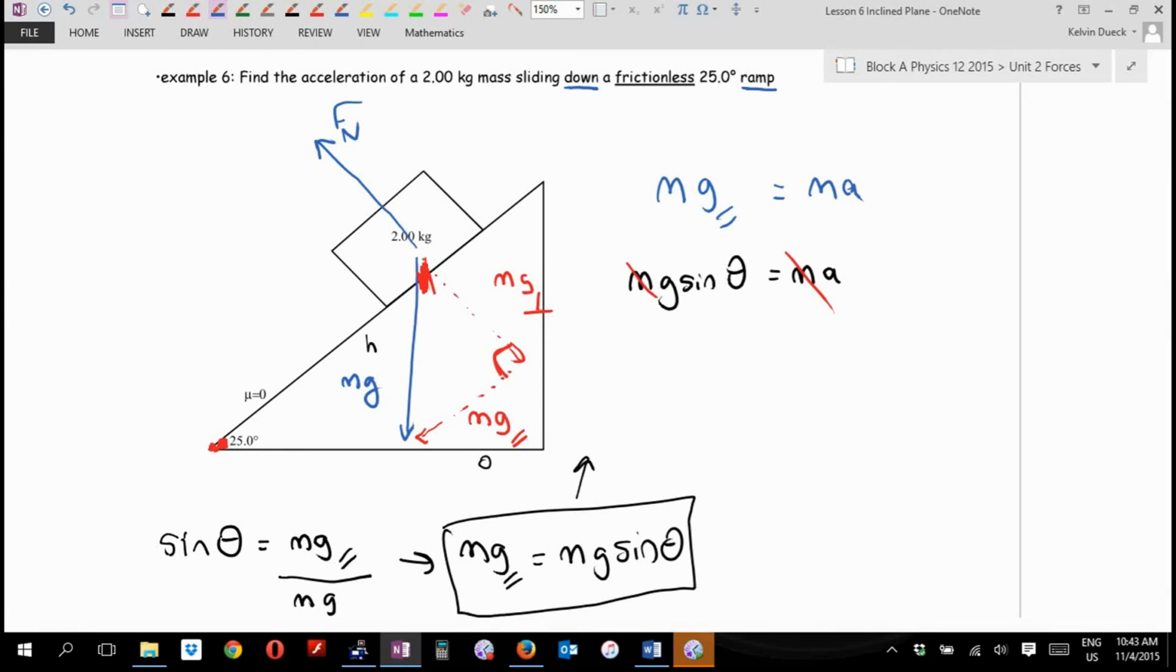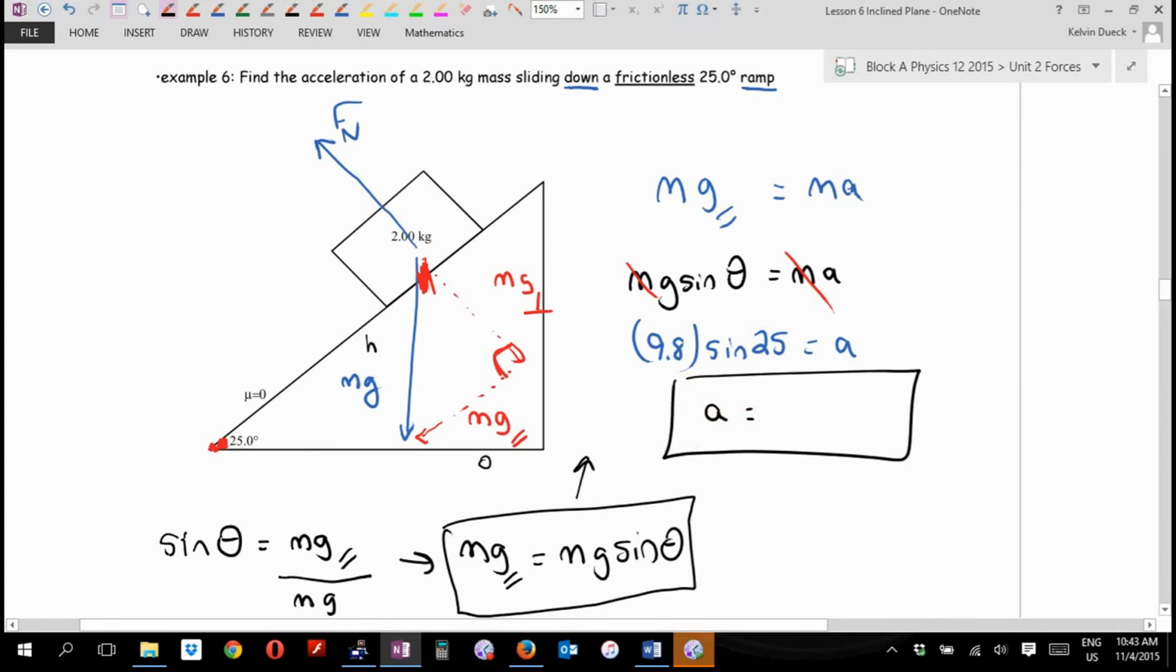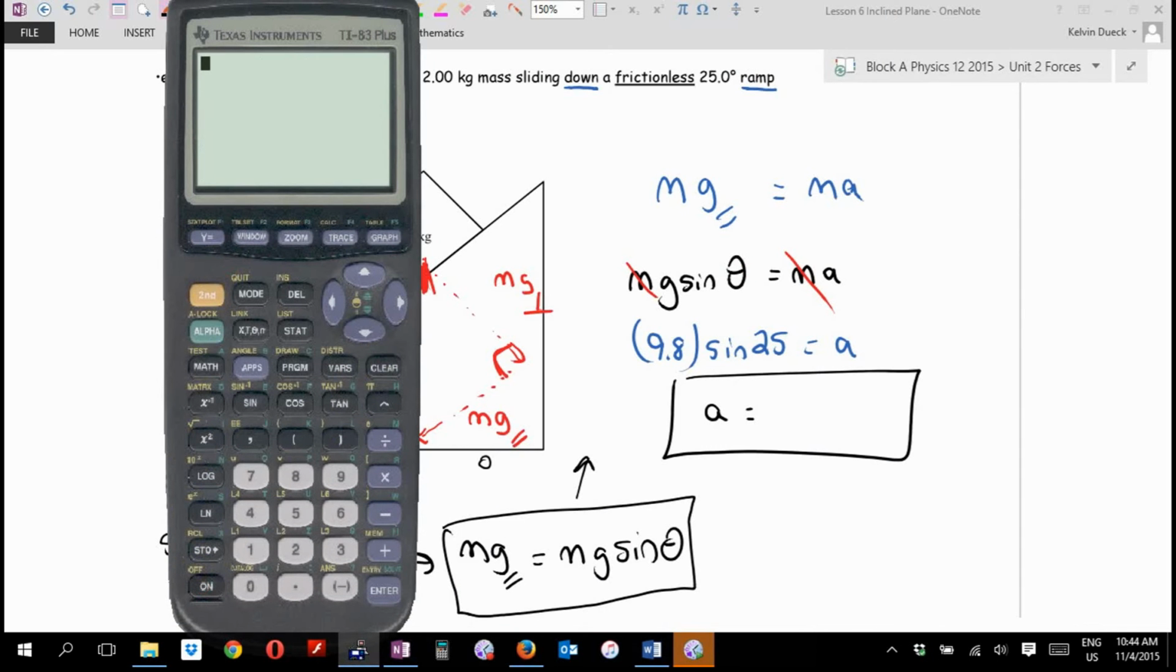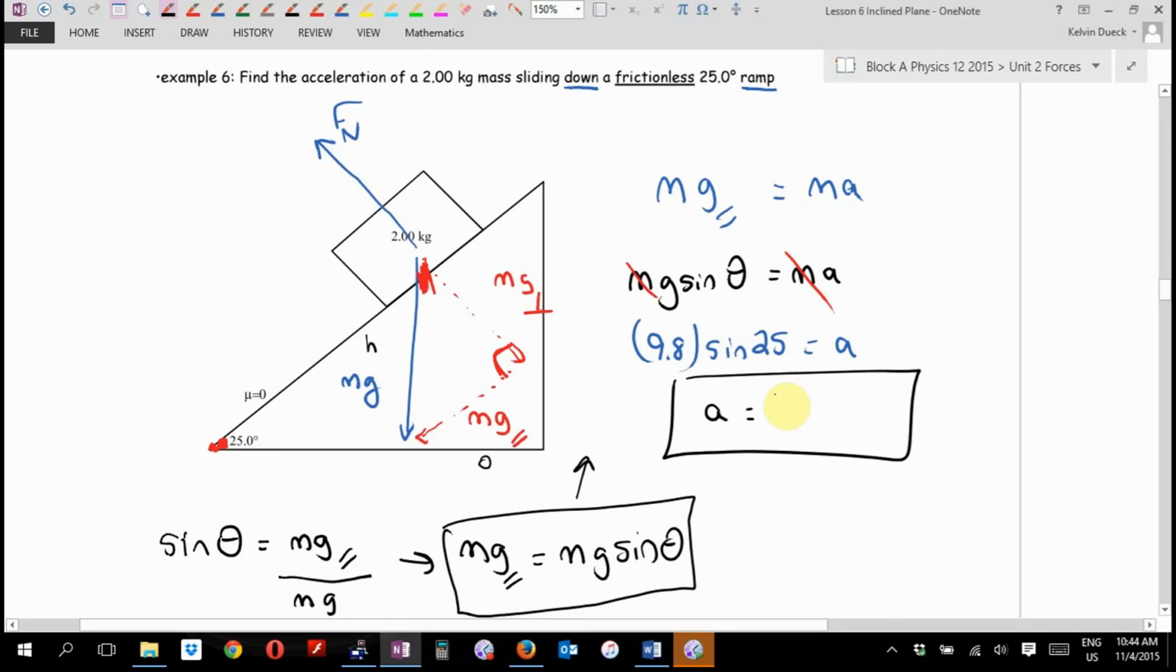What's g? Not negative. We took care of that in our winners minus losers. Sine 25 equals a. Okay. What is the acceleration in meters per second squared? Crunch it on your calculator. Oh, also, Math 12s, make sure you're in degrees and not radians, right? We haven't done trig for a bit. Yeah, 4.14? I'll go 3 sig figs. 4.14 what?